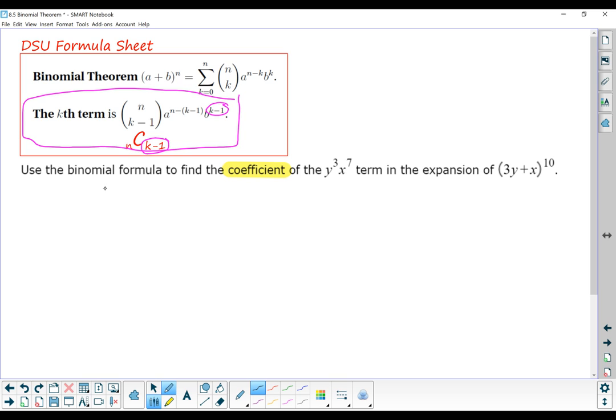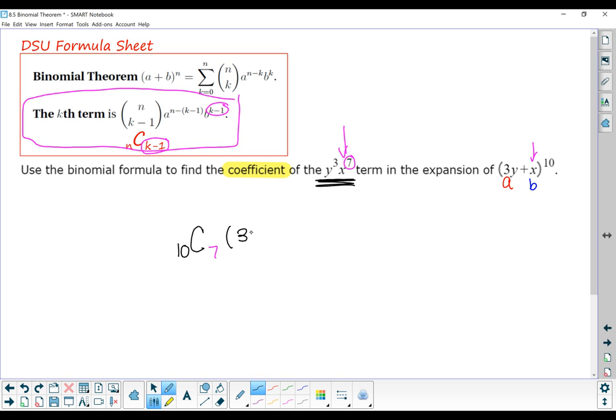So we want to use the binomial formula to find the coefficient of the y to the third x to the seventh term of this expansion. So our a is 3y and our b is x. Our overall power is 10. So our coefficient or our term is going to be 10c, and you're going to use the 7 there. 10c7. You want to look at the second part of the term. You don't want to look at the y to the third power. You want to look at the power on the b. So that's going to be a 10c7.